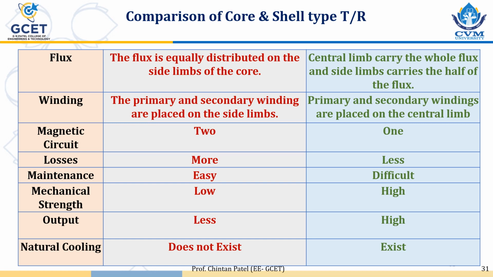Losses: core type transformer has more losses, shell type less losses. Maintenance is very easy in core type because both the windings are easily accessible. In shell type transformer, maintenance is difficult because windings are provided on the central limb, so windings are not easily accessible. Mechanical strength is low in core type transformer. In shell type transformer, it is very high. Output power is less in core type. In shell type, it is high.